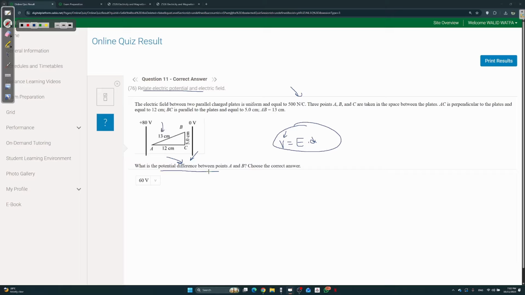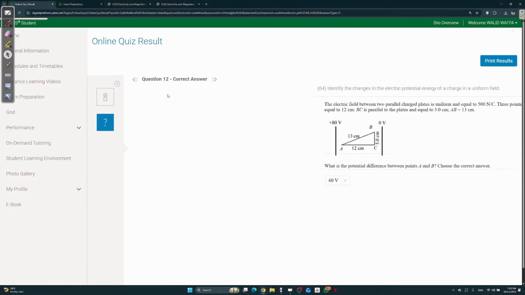Now here's the problem. Between points A and B, the electric field is 500. Nice. How about the distance? The distance, do we take it as 13? No. Why? Because the electric field doesn't go like this. No, the electric field goes horizontally. But since the electric field goes horizontally, you need to know that the distance you choose here is not this 13. It's actually the 12. So it's going to be 500 times 0.12, because it must be in meters, and you're going to get 60.